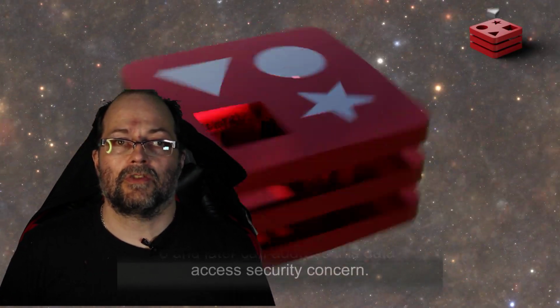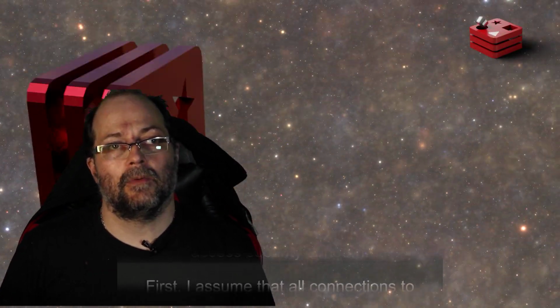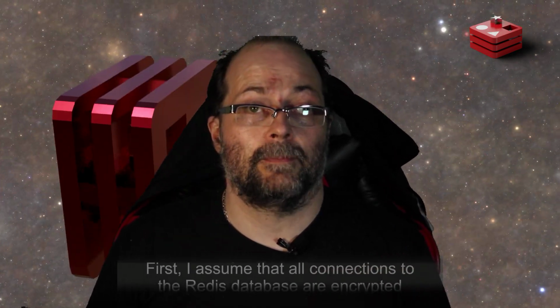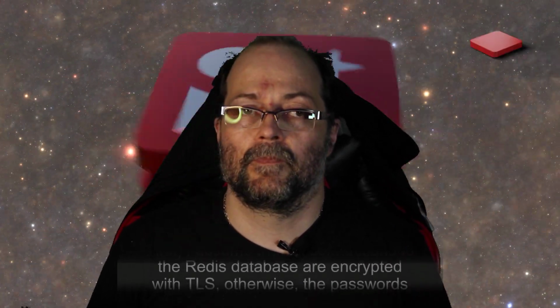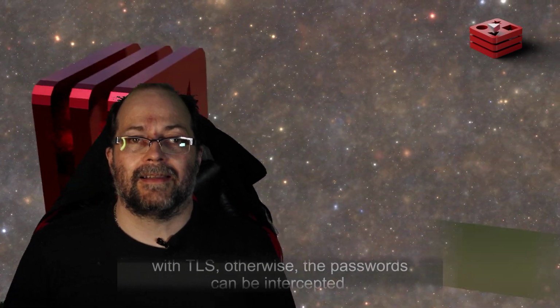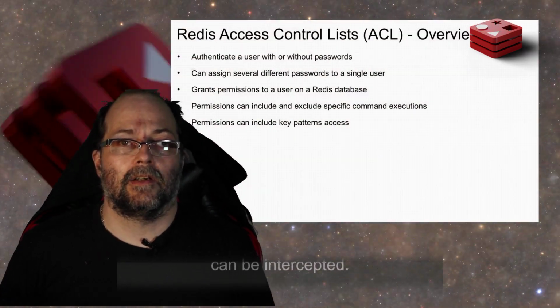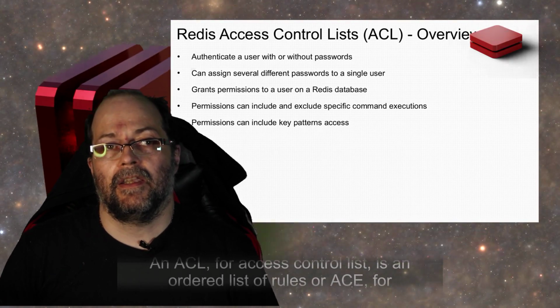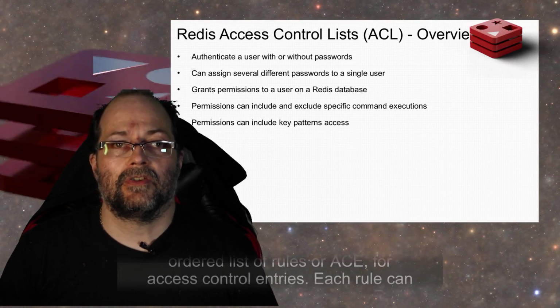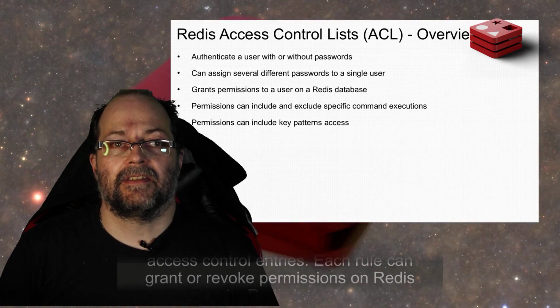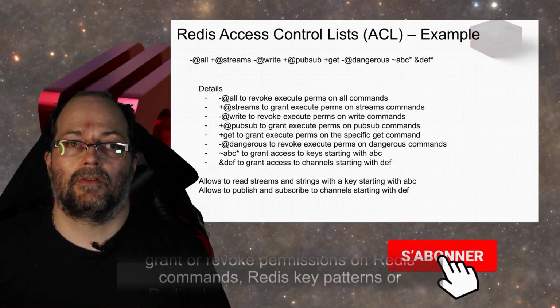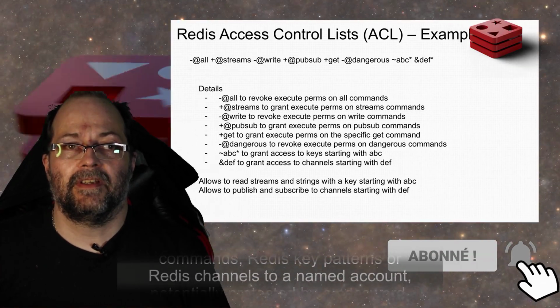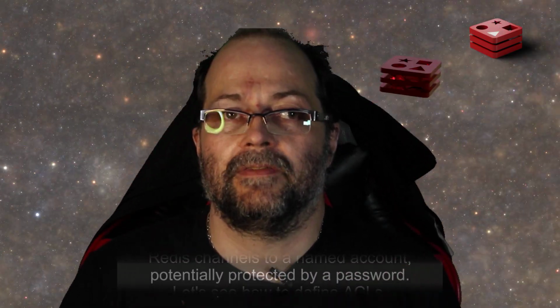First, assume that all connections to the Redis database are encrypted with TLS, otherwise the passwords can be intercepted. An ACL, for access control list, is an ordered list of rules, or ACEs, for access control entries. Each rule can grant or revoke a permission on Redis commands, Redis key patterns, or Redis channels to a named account potentially protected by a password. Let's see how to define ACLs.